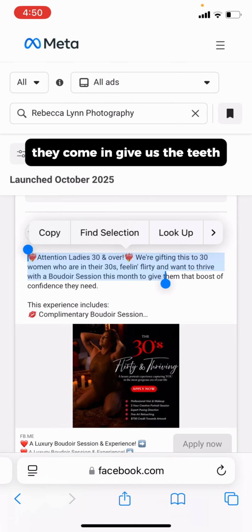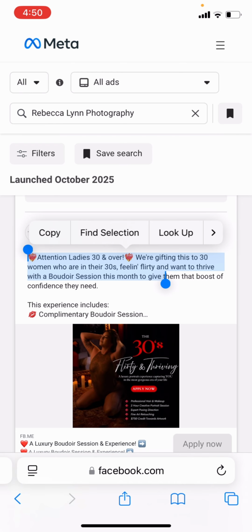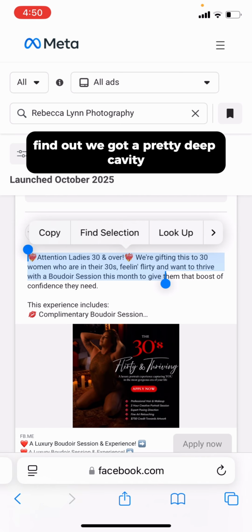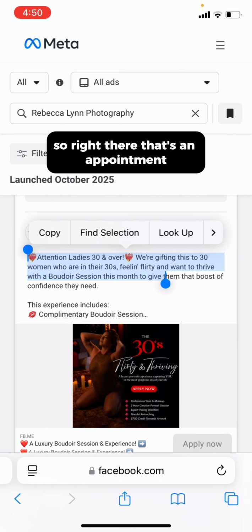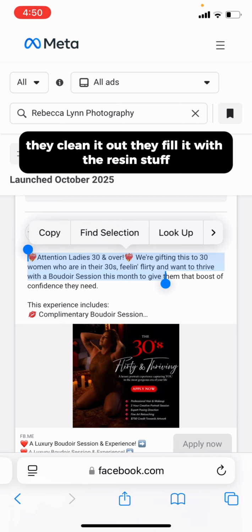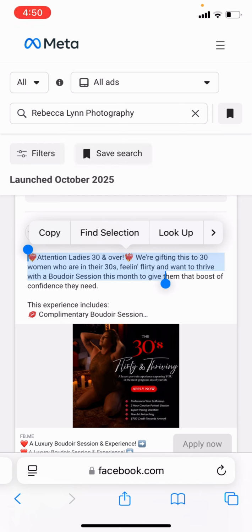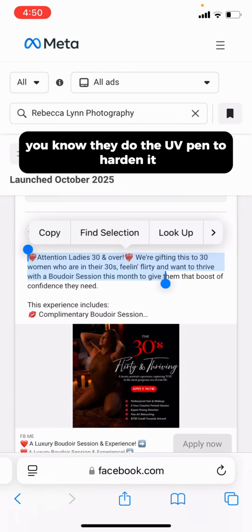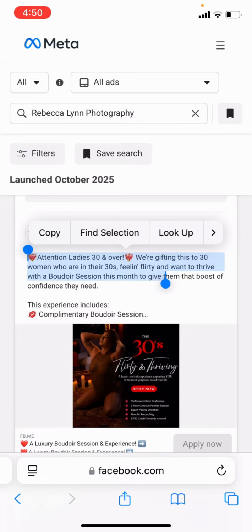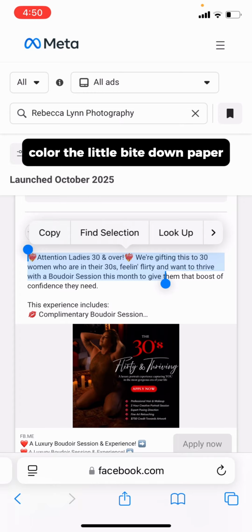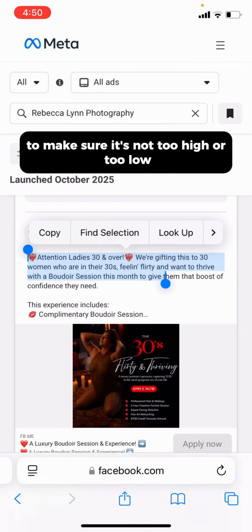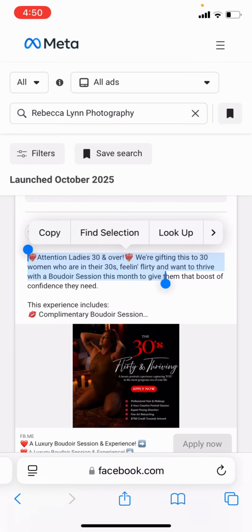They come in, give us the teeth clean and see what the heck's going on. Find out we got a pretty deep cavity. So right there, that same appointment, they clean it out. They fill it with the resin stuff, use the UV pen to harden it. They put the little bite-down paper to make sure it's not too high or too low with the spot they fixed. And we get out, we leave.